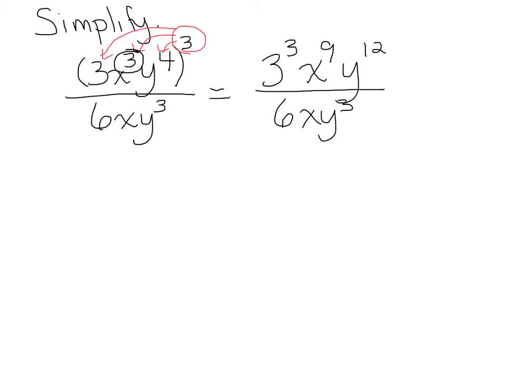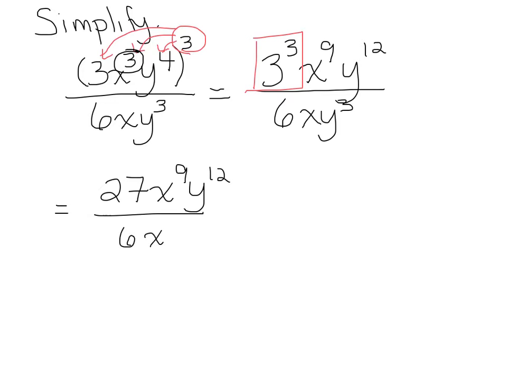At this point, let me go ahead and simplify 3 cubed. 3 cubed is 27. Now let's see what we can simplify. I notice that 27 and 6 are both divisible by 3. So we're going to divide each of those by 3. 27 divided by 3 is 9. And 6 divided by 3 is 2.